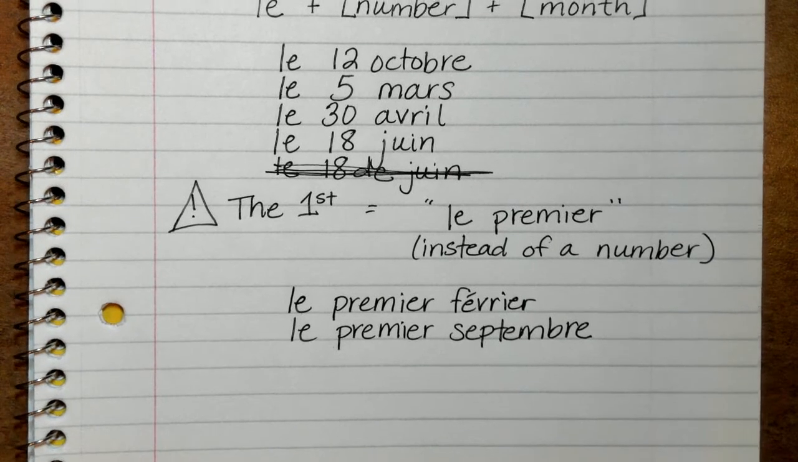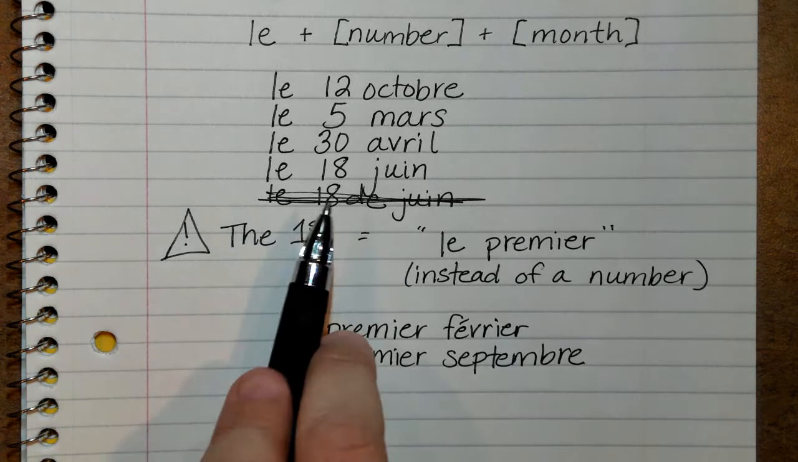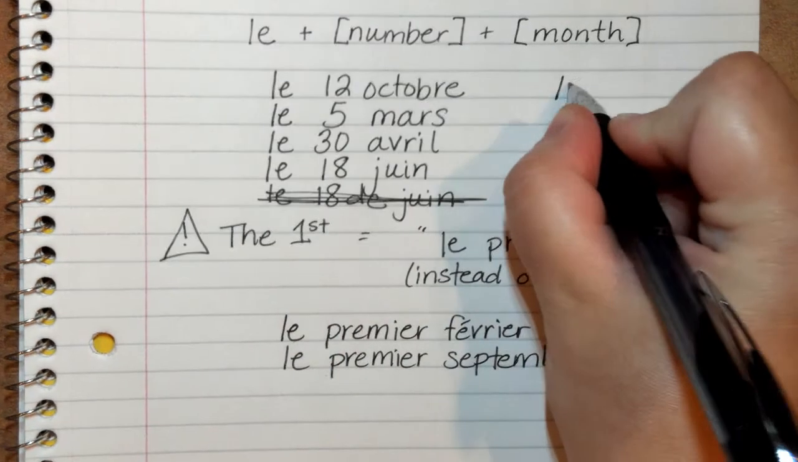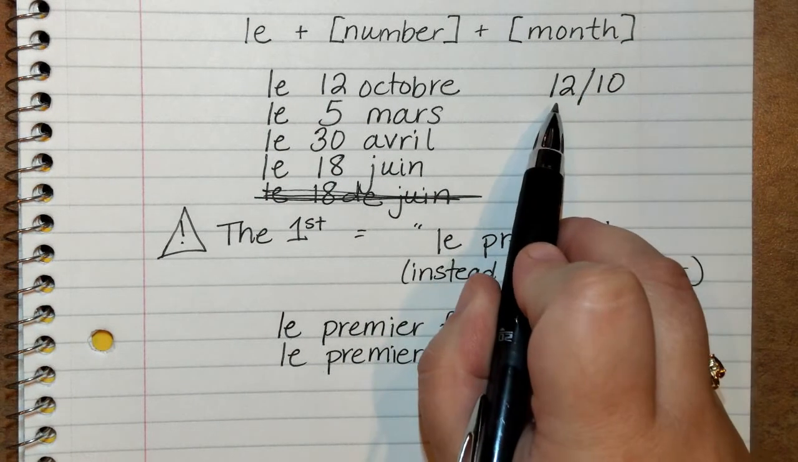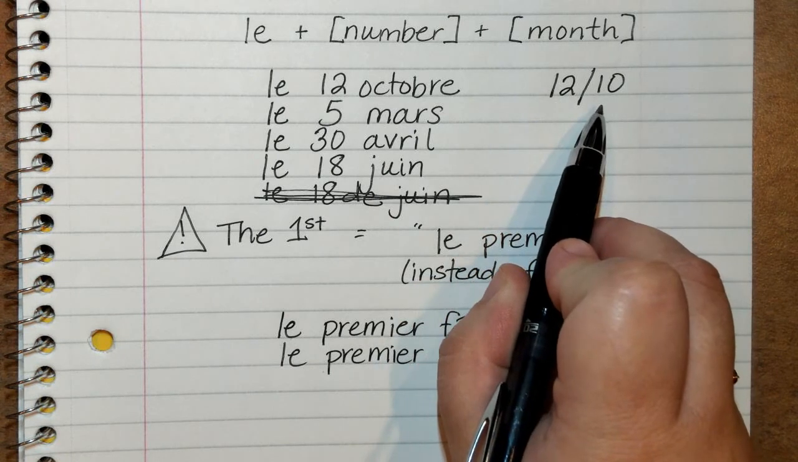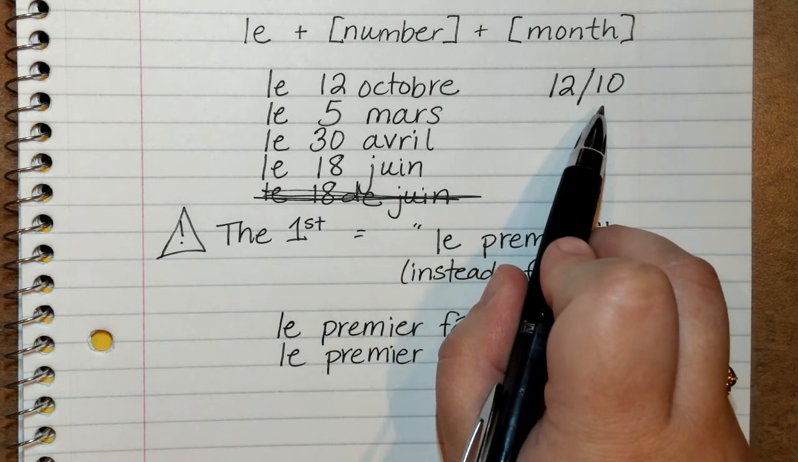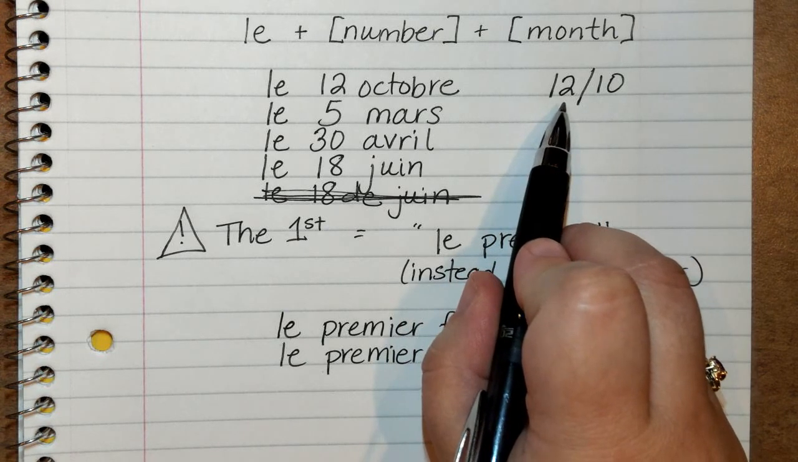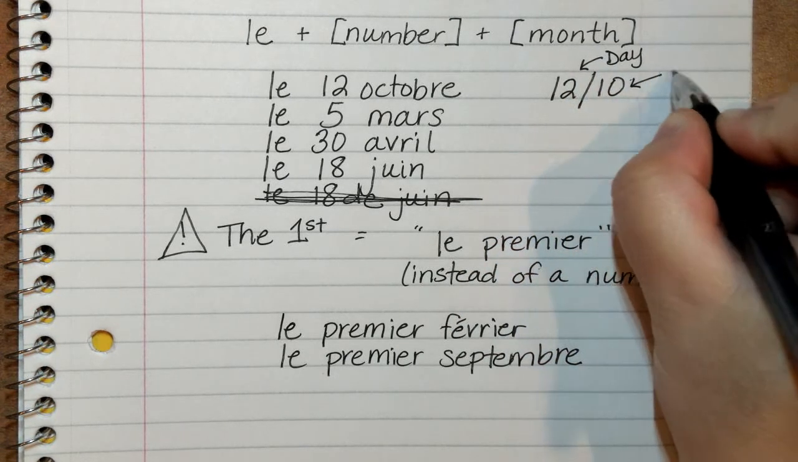Now what if you want to write these the short way, with just numbers, and you don't want to write out the whole month? Well, you can still do that, you just have to keep the order the same, so you still put the number before the month. Le 12 octobre would be written like this, the 12th day of the 10th month. In English, usually people see this and think, oh, December 10th, 12th month, 10th day. But in French it's switched around, 12th day of the 10th month. So this right here is the day, and this right here is the month.